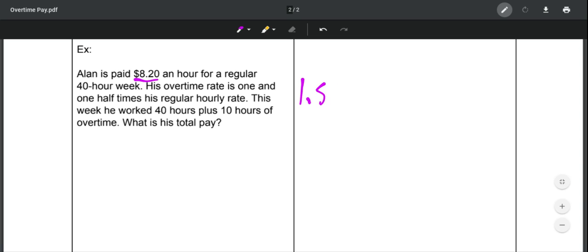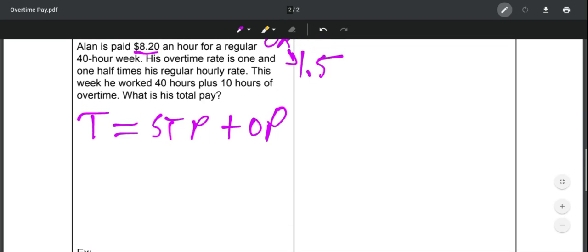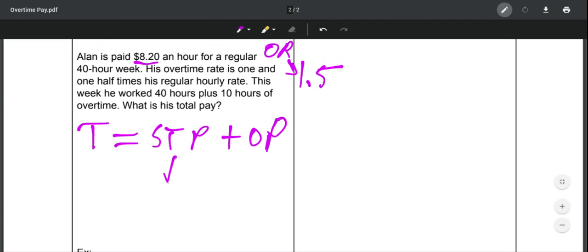So his overtime rate is 1.5 times, that would be our OR. And it says this week he worked 40 hours plus 10 hours of overtime. So what's his total pay? We're looking for the total. So total equals STP plus OP, the straight time pay plus the overtime pay. The steps are to figure out each of these, and then we'll add them together.